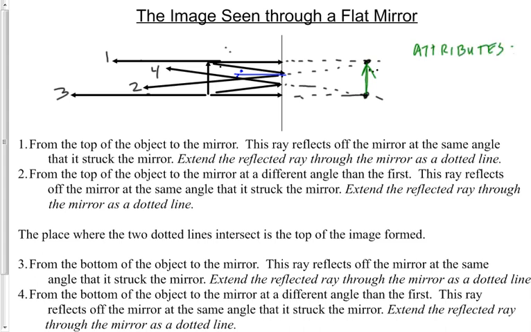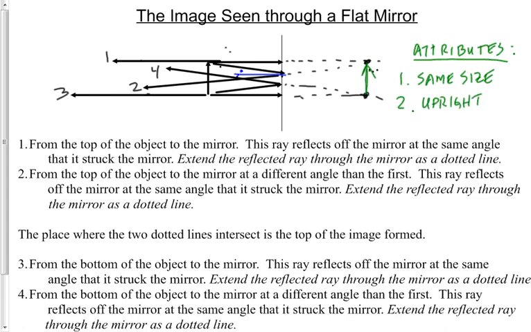You appeared the same size. Sometimes when you look in a mirror, depending upon the type of mirror, you may appear larger than you really are. You may appear smaller than you really are. But in this case, when you look at a plain flat mirror, you appear the same size as you really are. Sometimes when you look in a mirror, you appear right side up. Sometimes you appear upside down. Look in a mirror, hey, you're upside down. Depends on the mirror. In this case, we appear right side up, or we're going to say upright.